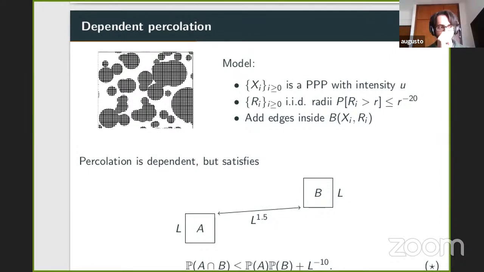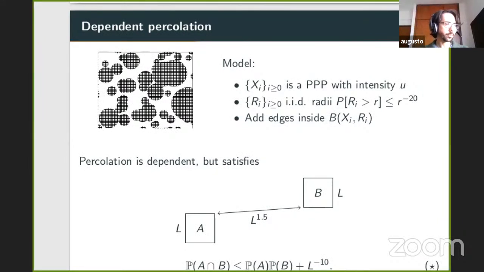Yeah, the intensity of the point process is just Lebesgue. But to each point, we associate a random radius, R_i, which has polynomial tails: the probability that R_i is bigger than r decays like r to the minus 20. So it's very short tailed, but not exponentially or something crazy like this. It's polynomial with a high degree. It has all the moments until 20, then it stops having moments.